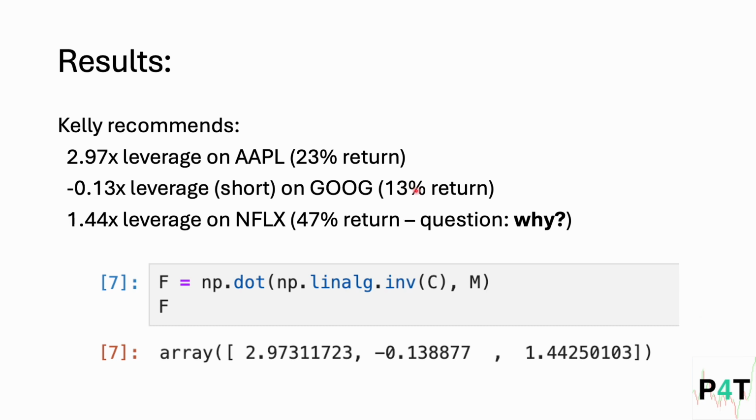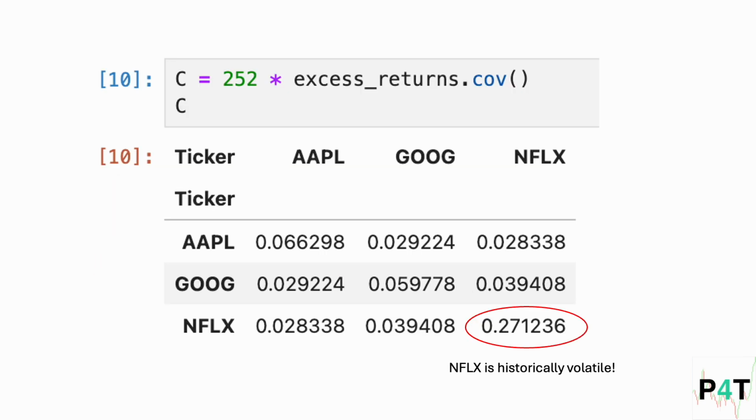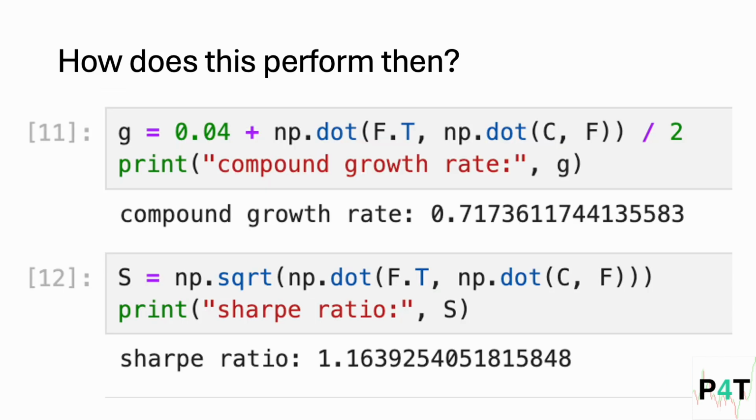If Netflix's returns are so much higher, 47%, versus Google's returns, which are only 23%, versus Apple's returns, which are only 23%, why does the Kelly formula recommend using so much more leverage on Apple than it does on Netflix? And the answer is that if we look at the covariance matrix, Netflix has a very high volatility at 27% versus Apple's, which is only 6%. So even though Netflix's returns are also great, the risk reward of it isn't high enough to justify as much leverage under the Kelly formula. And that's the real power of this.